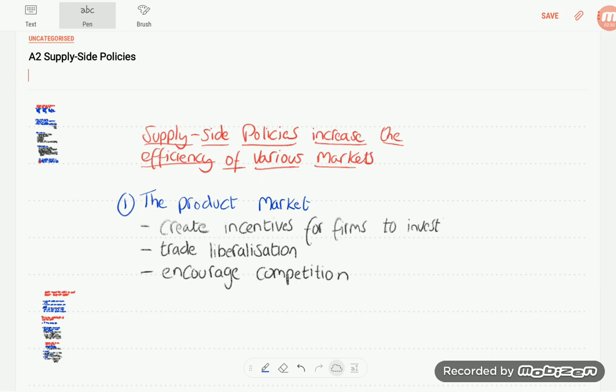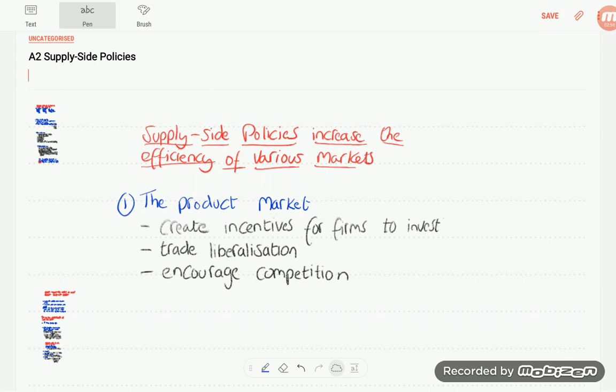Supply-side policies can increase the efficiency of various markets. Here are some examples of supply-side policies that might be used in different kinds of markets. We will start with the product market. In the product market, supply-side policies should create incentives for firms to invest.